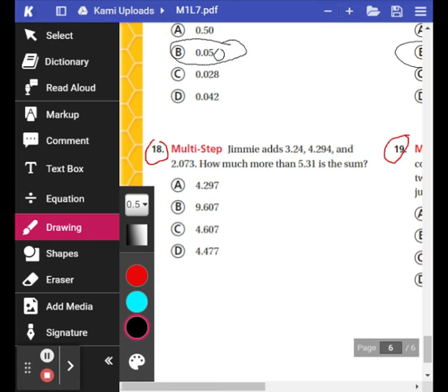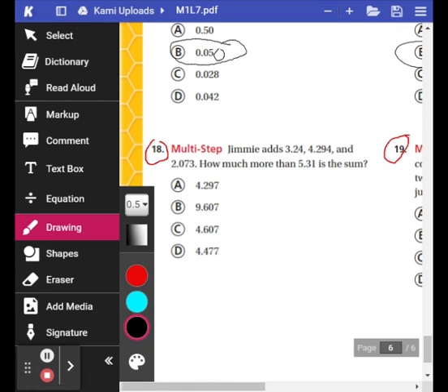We're going to need to add 3 and 24 hundredths. We're going to add 4 and 294 thousandths. I do have a 0 as my placeholder, so I'm going to place that there. And I have 2 and 73 thousandths. I'm going to add these first because it says how much more than 5 and 31 thousandths is the sum. So remember that how much more than, I'll have that difference. So I need to add this first.